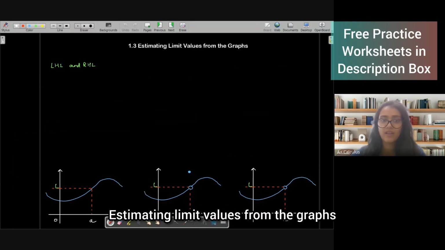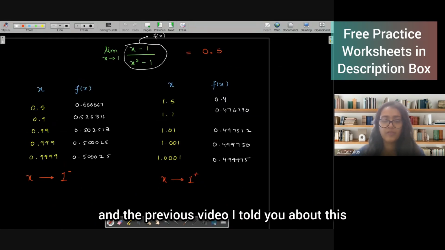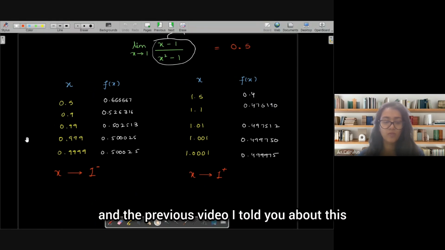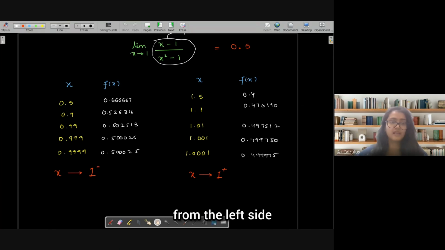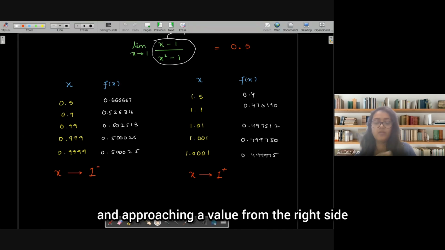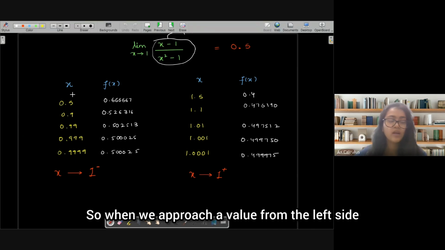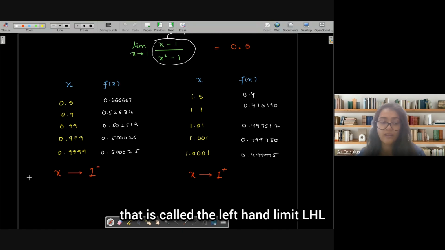Estimating limit values from the graphs. Now, in the previous video, I told you about approaching a value from the left side and approaching a value from the right side. When we approach a value from the left side, that is called the left-hand limit, LHL. It stands for left-hand limit.